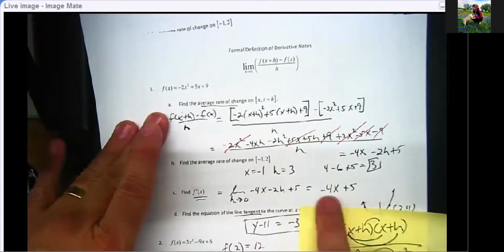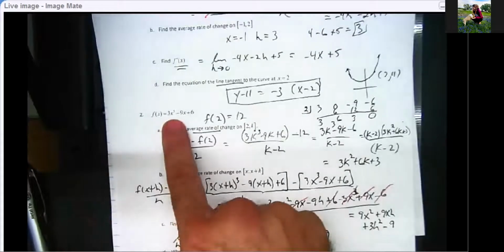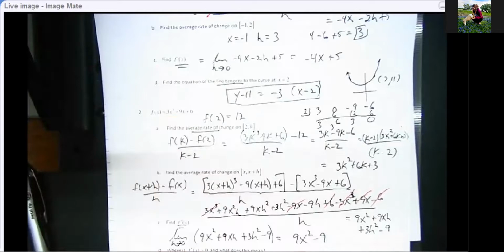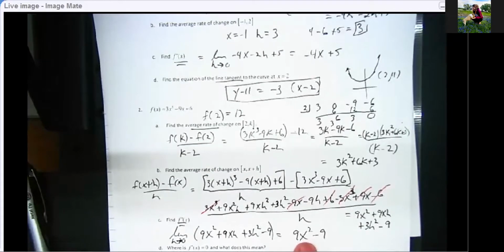The slope was right here. What is the slope of a second degree equation? A first degree equation. You guys see it? Look at this one. The slope of a third degree equation became a second degree equation. Anybody have a guess what the slope of a fourth degree equation would be? A third degree equation. That's a nice little thing.